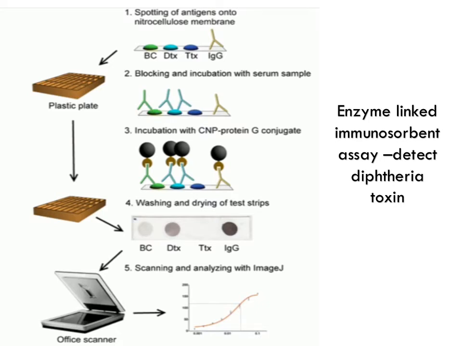Here you can see the procedure of the enzyme-linked immunosorbent assay to detect diphtheria toxin. First, spotting of antigens onto a nitrocellulose membrane; second, blocking and incubation with the serum sample; third, incubation with the protein G conjugate; fourth, washing and drying of test strips; and fifth, the last, scanning and analyzing with imaging.